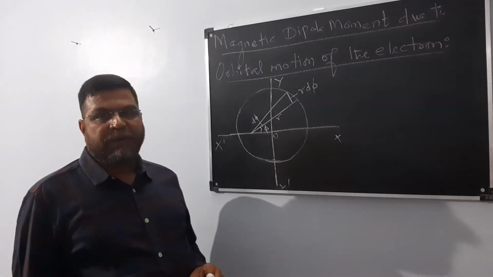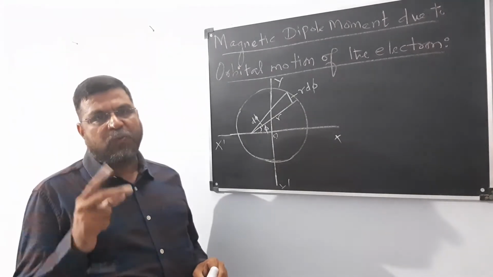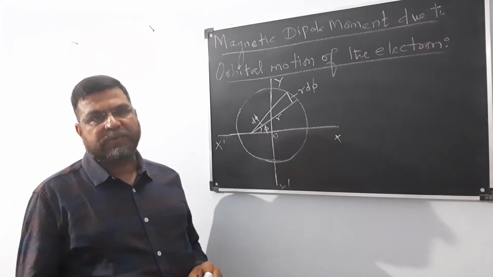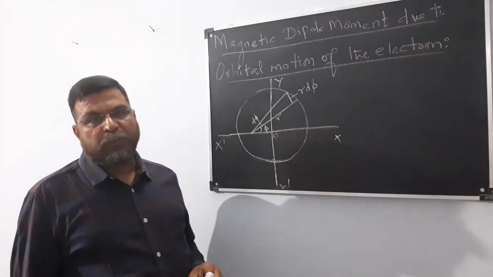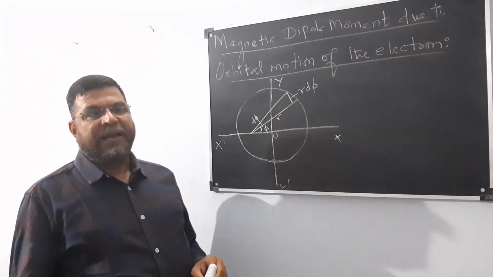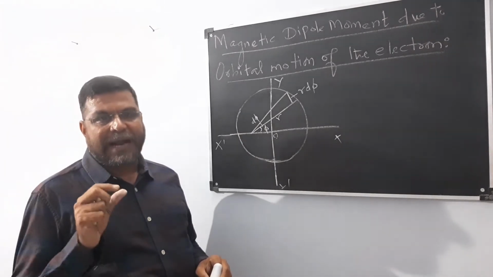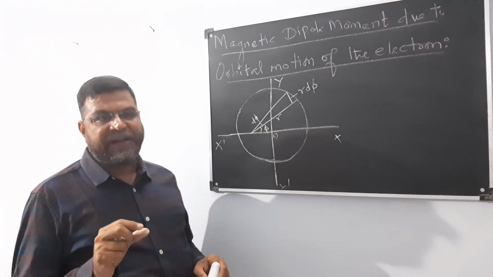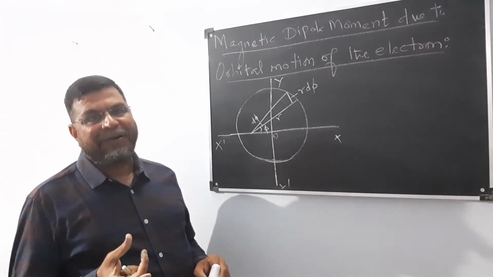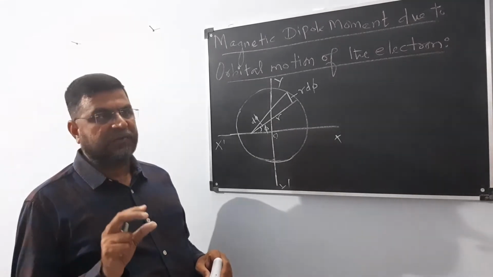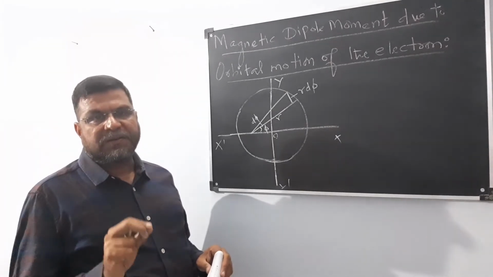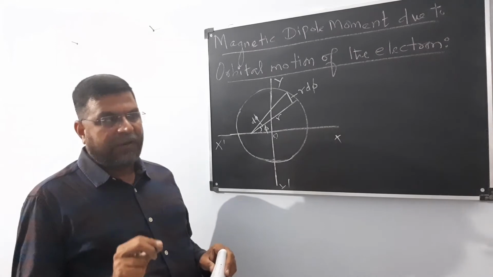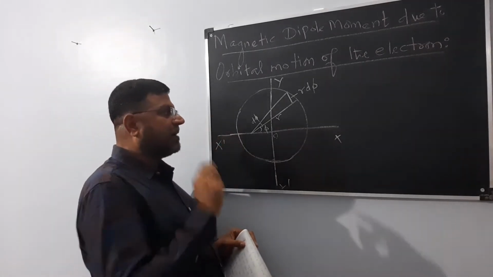First, you must know what is meant by dipole. A magnet has two poles, north pole and south pole. That is what dipole. Moment means force into perpendicular distance. When a magnet or an atom is placed in a magnetic field, it will be turned through an angle of 90 degree due to force. That is what moment. Moment equal to force into perpendicular distance.